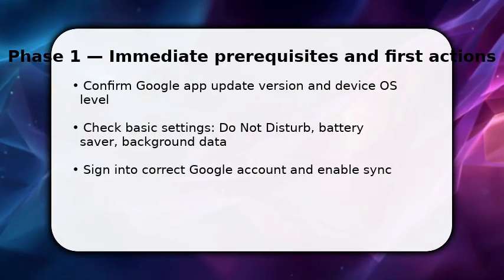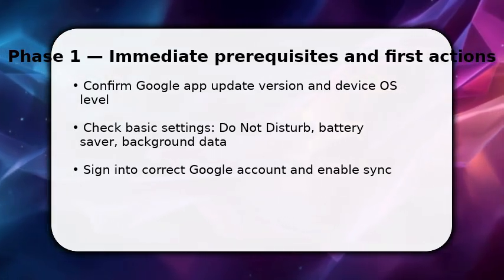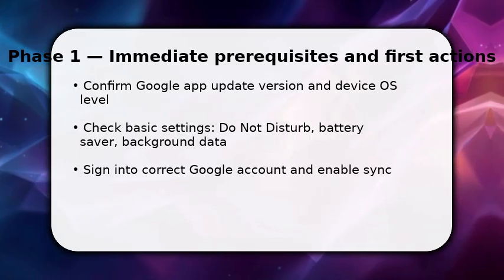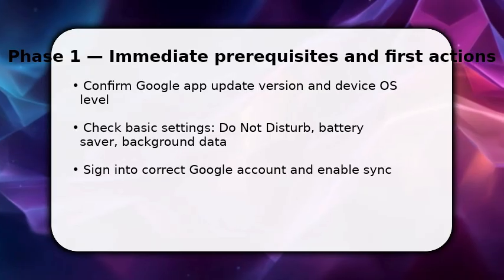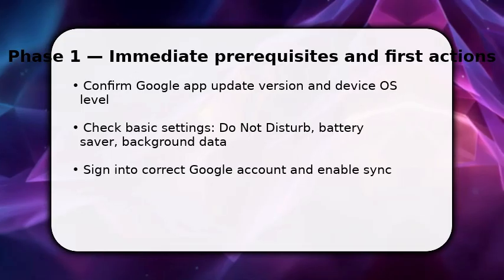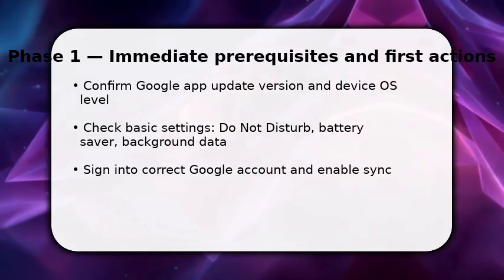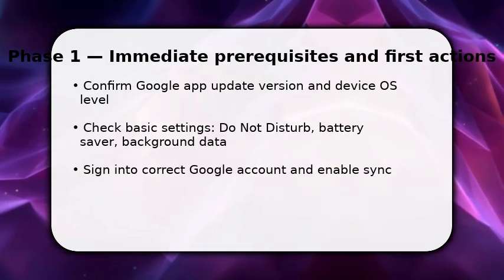You'll start by confirming prerequisites so the rest works. Make sure the Google app and device OS are updated and that you're signed into the correct Google account. This prevents confusing account-specific settings. Once done, check Do Not Disturb, Battery Saver, and background data. These commonly block alerts. Next, enable App Sync so notifications can arrive.